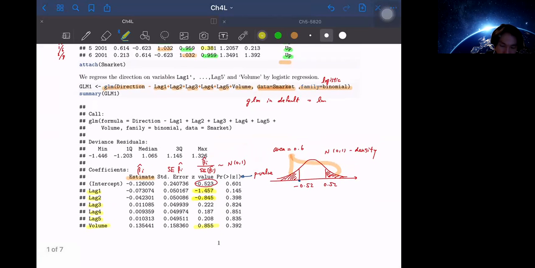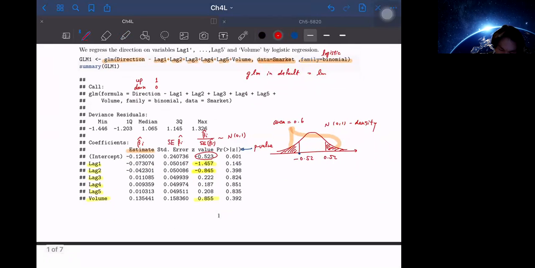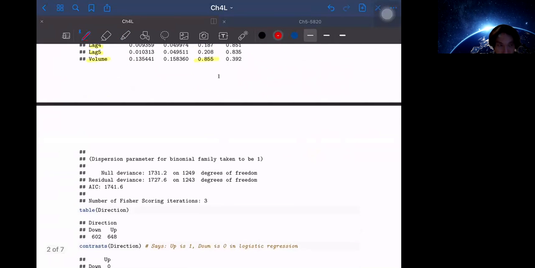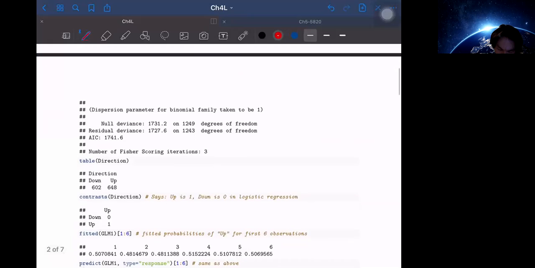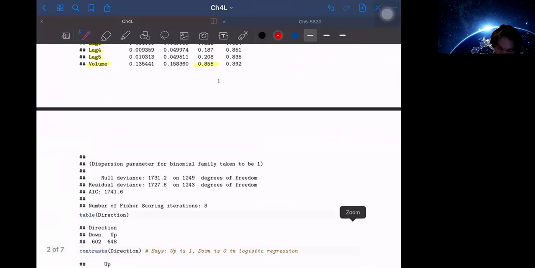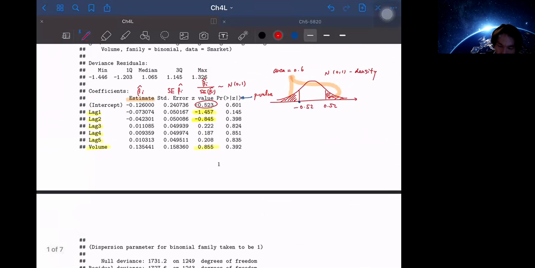Oh, it really depends on how up and down are defined. But here, I think the down is 0 and up is 1, basically because up is alphabetically later than down. You can change those definitions by using, I think, the levels function. Yeah, and that's it. And the volume, we have a positive coefficient.